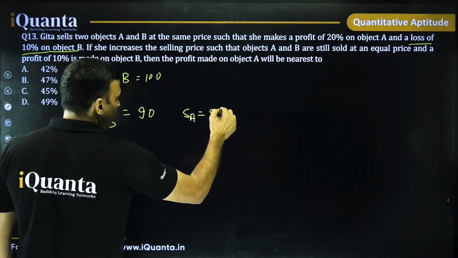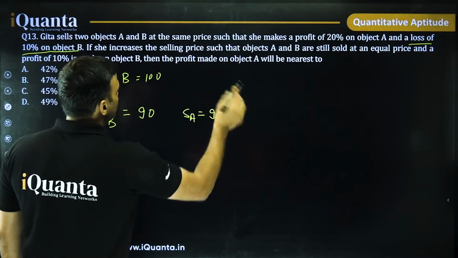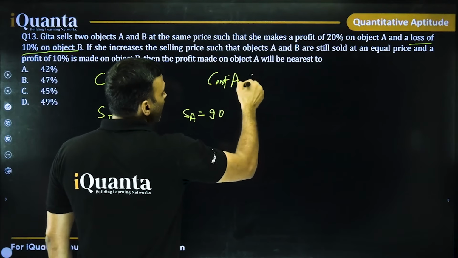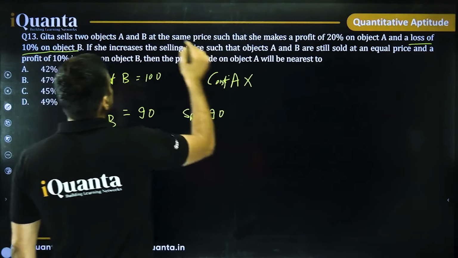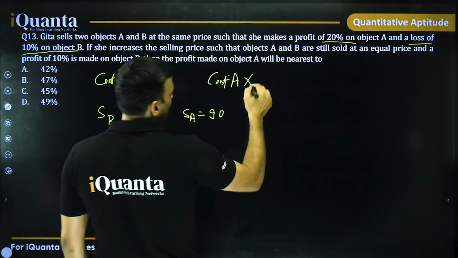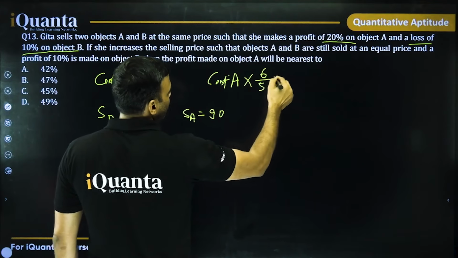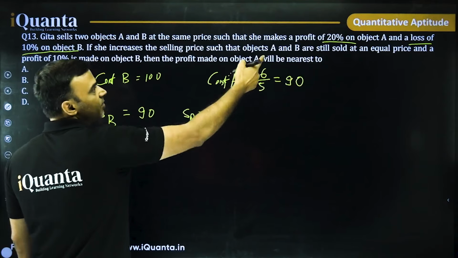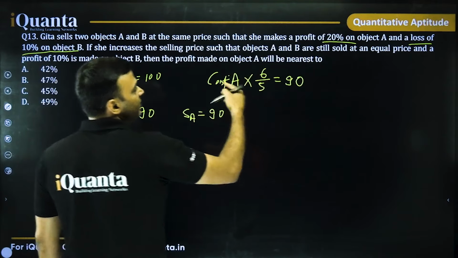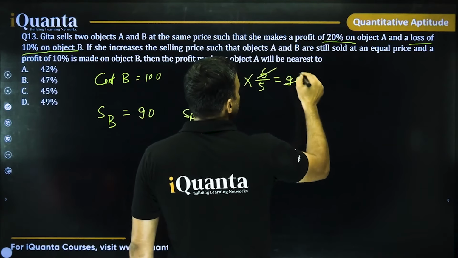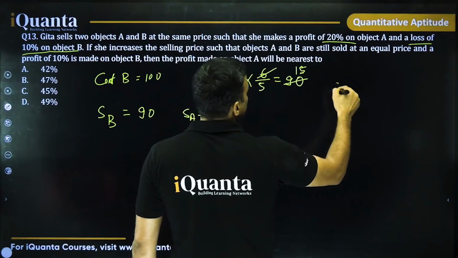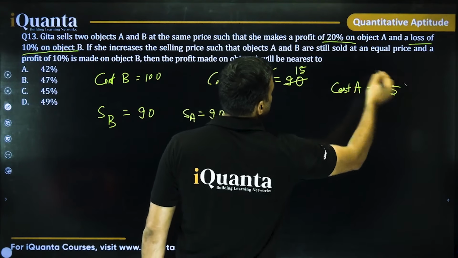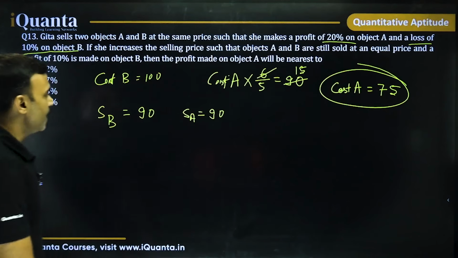But here on A, there was a profit of 20%. So if I assume the cost of A as cost of A into 20% profit, that is 6 by 5, and that is equal to 90. The 20% profit multiplying factor would be 6 by 5. So from here, 6 cancels 90, 15 times, 15 fives are 75. So the cost of A is 75. Right? Now what do we want?